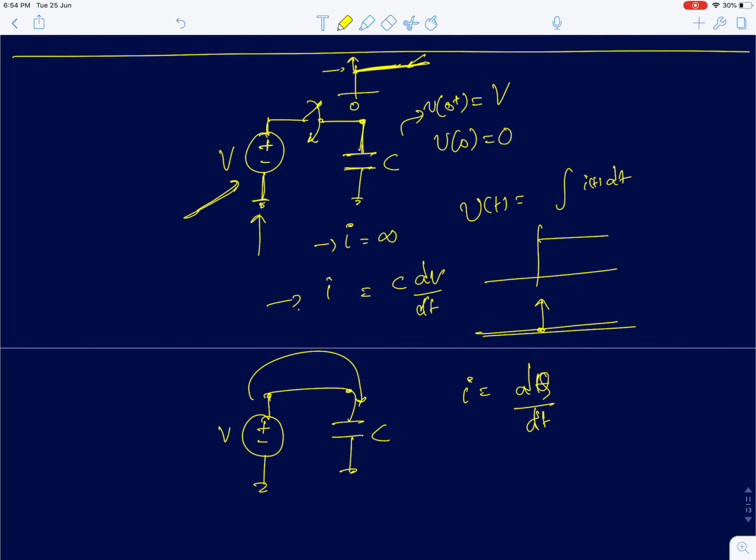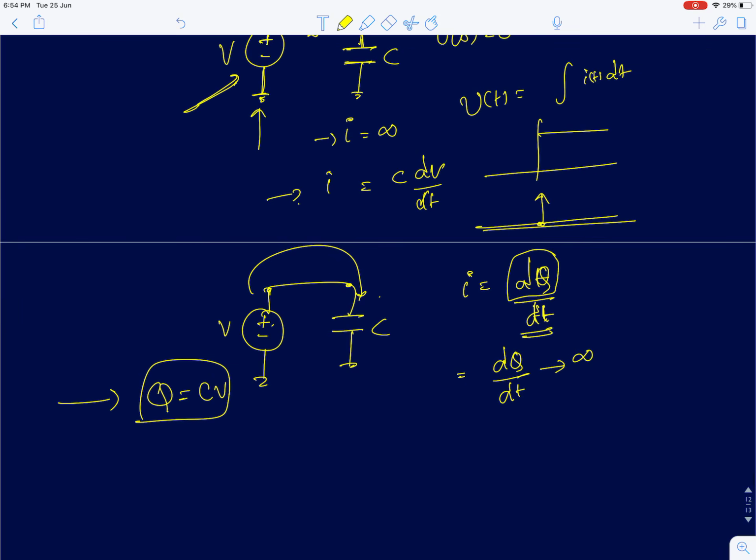When can your current be infinity? If in a finite amount of time, when dt is finite, I transfer an infinite amount of charge, then your current can be infinity. The other possibility is that I transfer a finite amount of charge, but in absolutely no time, then your dq by dt becomes infinity. That's what is happening in this case. You are transferring a finite charge of value q equals CV, but the charge transfer time is instantaneous. So therefore your current will be an impulse, okay.